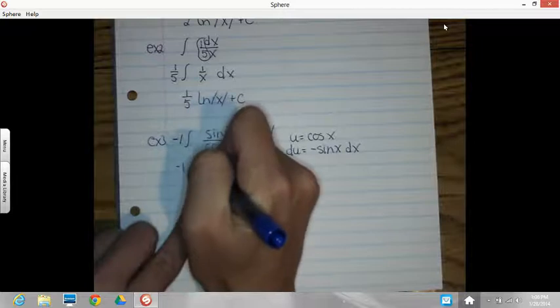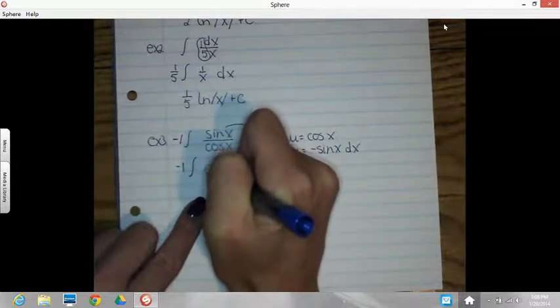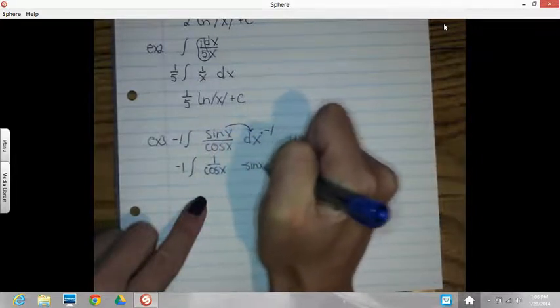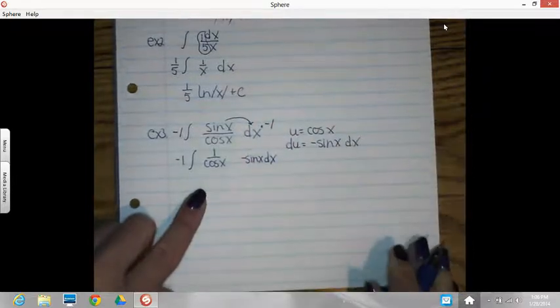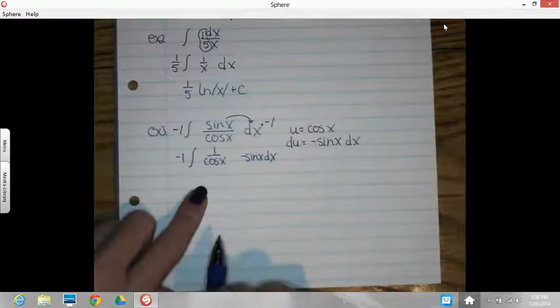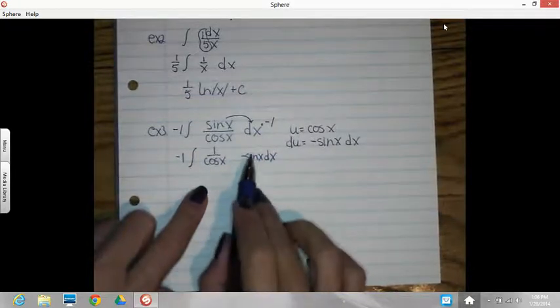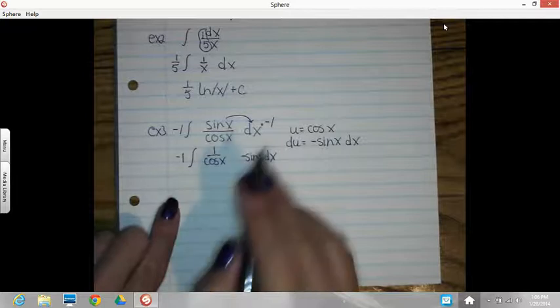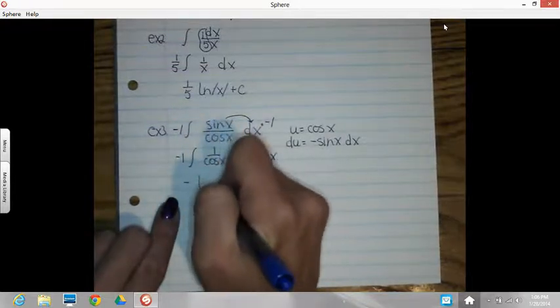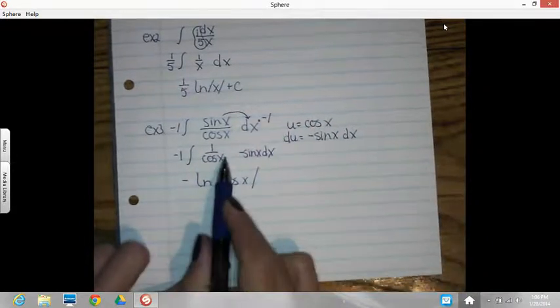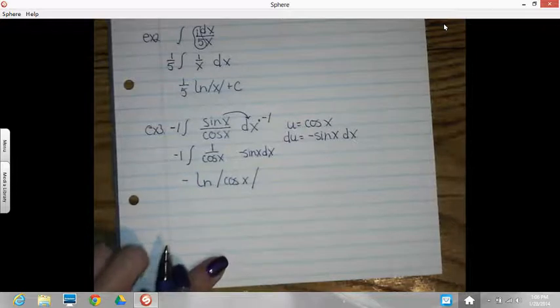So now, keep the negative 1. That leaves me with 1 over cosine x with a negative sine x attached to the dx. So now I've got a perfect 1 over u times u prime du. So it's all good. So this goes away, and remember, anything attached to the dx, the u prime goes away with the dx. This is a 1 over u situation. So I've got my negative here, natural log, absolute value of cosine x. So my u is the whole cosine x in this problem. So it's your denominator that you're setting equal to the u.